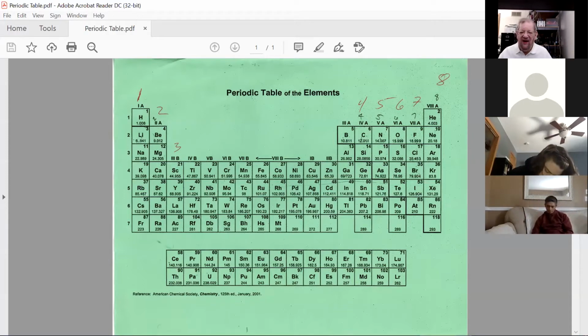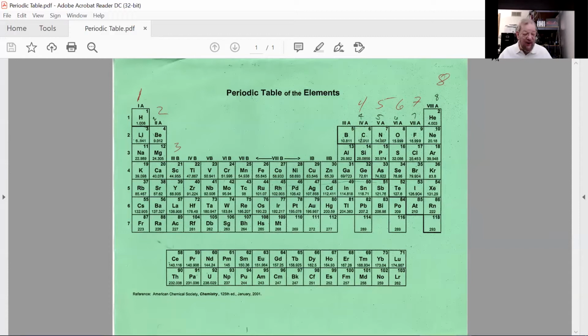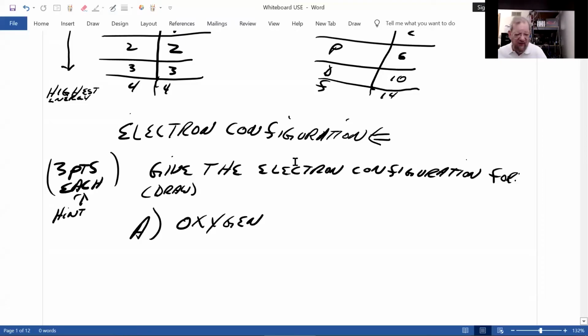Thank you. All right, so right now we have to find how many electrons oxygen has. You look at the periodic table, oxygen, chemical symbol O, and the atomic number tells you how many protons and electrons. And the answer is 8. So now we'll go back here and we say we have 8 electrons to deal with.